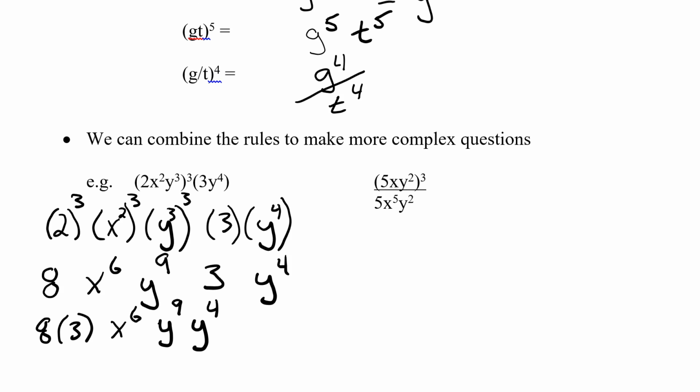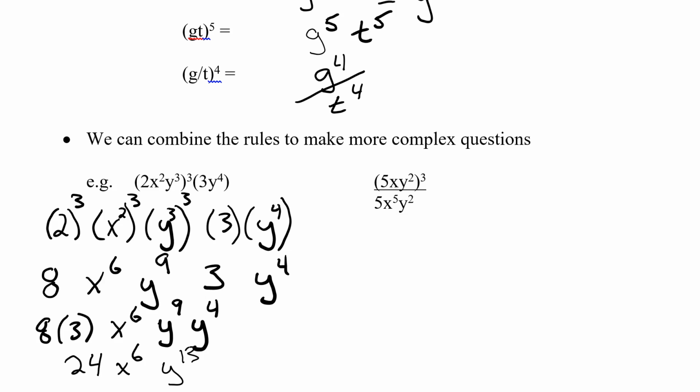So now I have to simplify. 8 times 3, well that's 24. There's no other x's, so I just have x to the 6th. And then I've got y to the 9th times y to the 4th. Well, multiplication, same base, I'm going to add these two powers. 9 and 4 is 13. y to the 13. So I've got a single number, a single x, a single y. So my answer to this question is 24x to the 6th, y to the 13th.